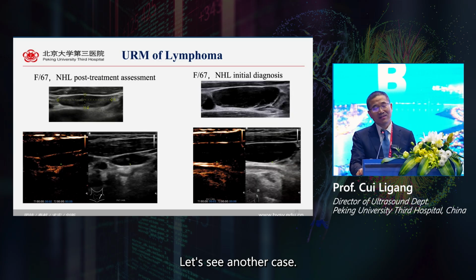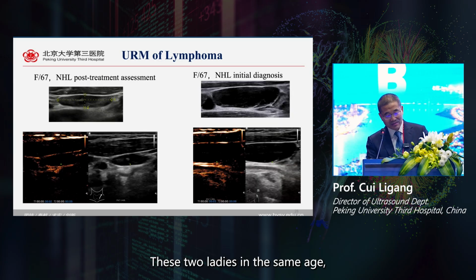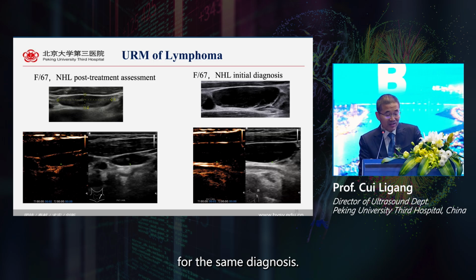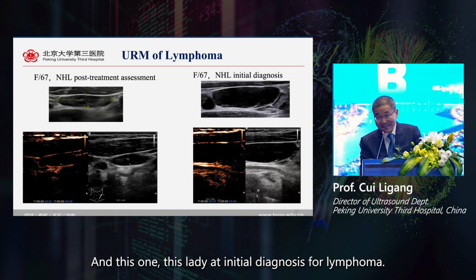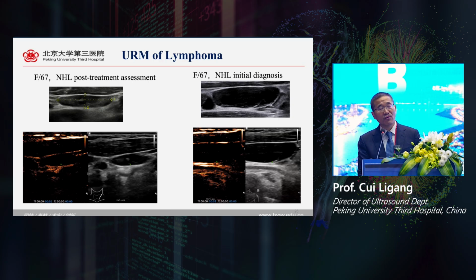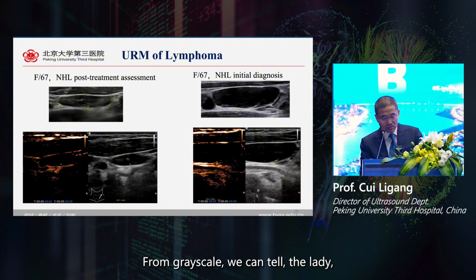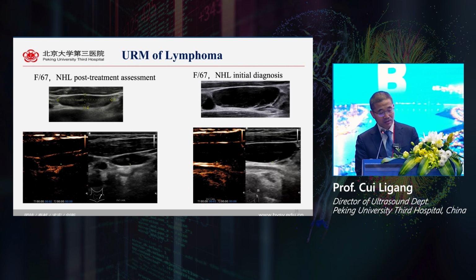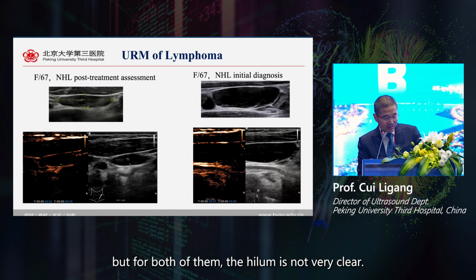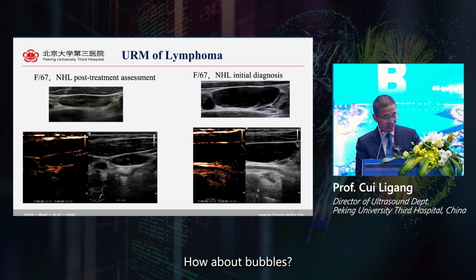Let's see another case. These two ladies are the same age with the same diagnosis, lymphoma, but this lady is just after treatment, and this lady is at initial diagnosis for lymphoma. From grayscale, we can tell the lady with the enlarged lymph node is the initial diagnosis. But for both of them, the hilum is not very clear. How about bubbles?